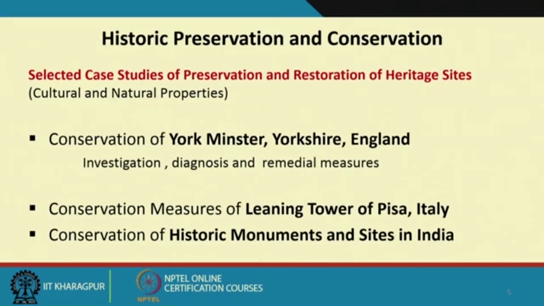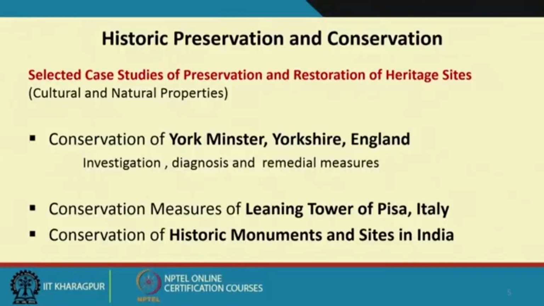While doing that, we will discuss some case studies: what was done, and how the diagnosis was done before the intervention or a particular approach was decided. I will definitely talk about these two heritage structures. One is York Minster in Yorkshire in England, and another is the Leaning Tower of Pisa, which we know is sort of inclined.